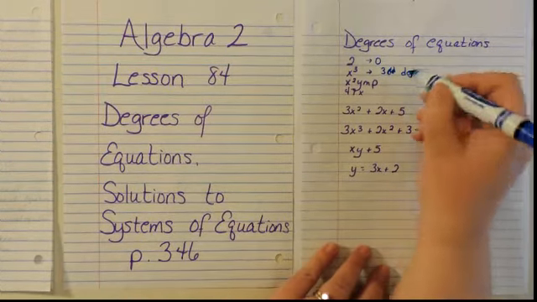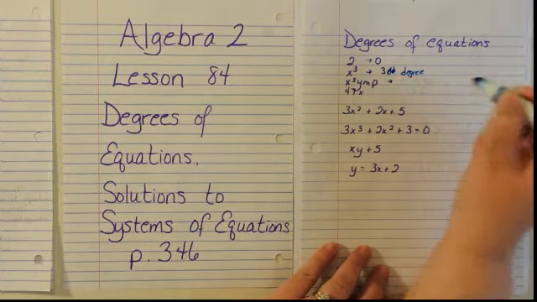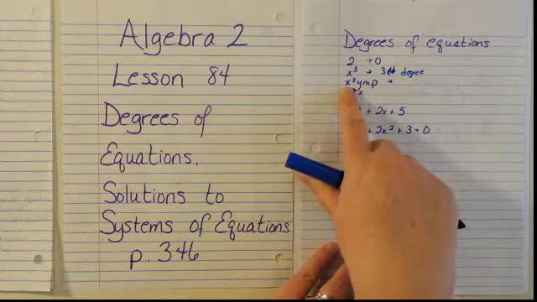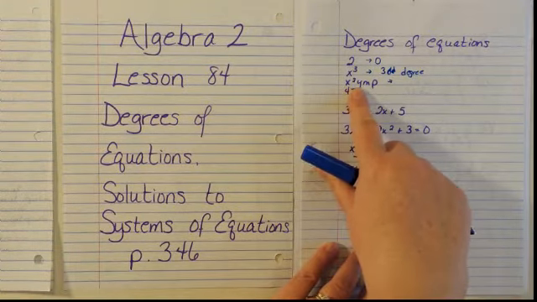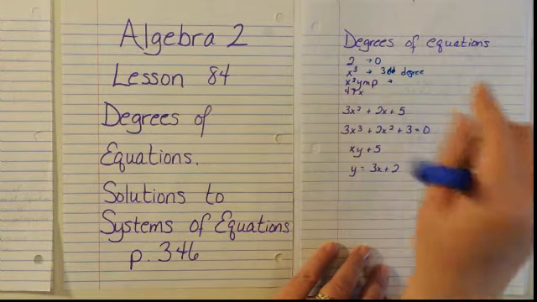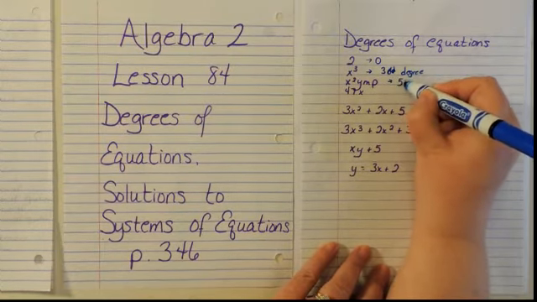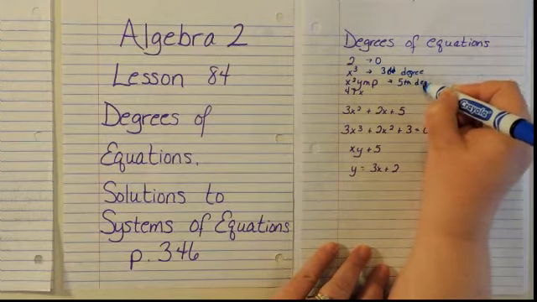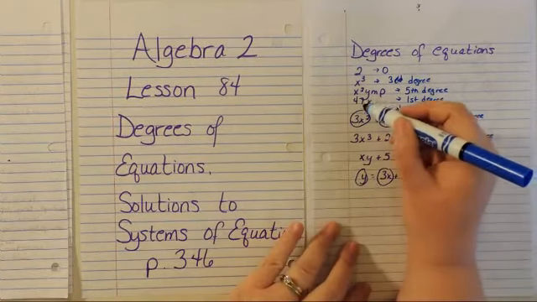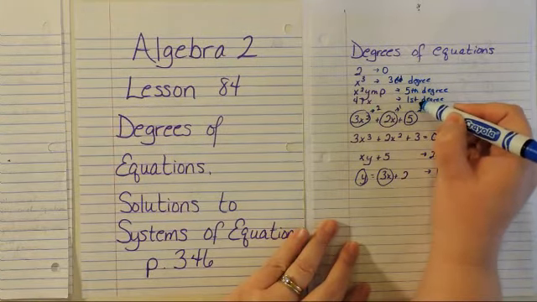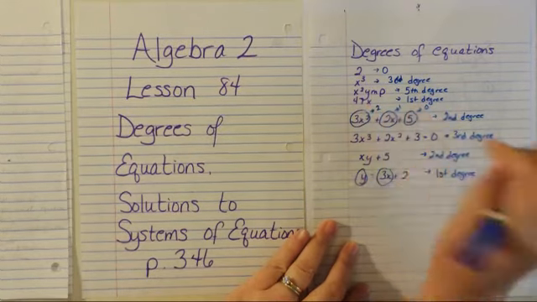The degree of x squared y to the first would be: the degree of this is 2, the degree of this is 1, so this is a third degree term. The degree of 47x is first degree because the x is to the first degree.